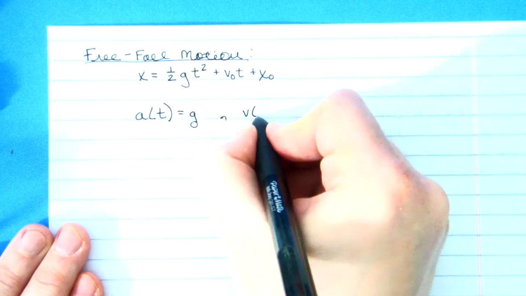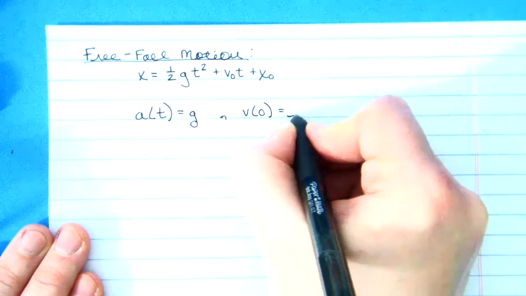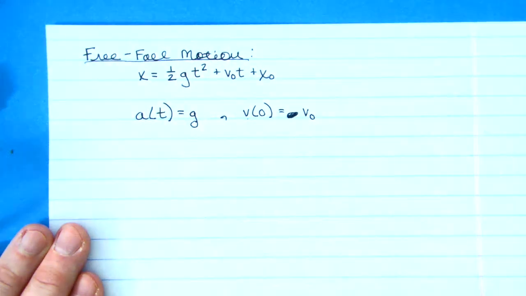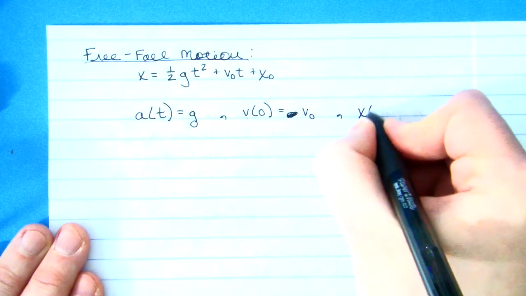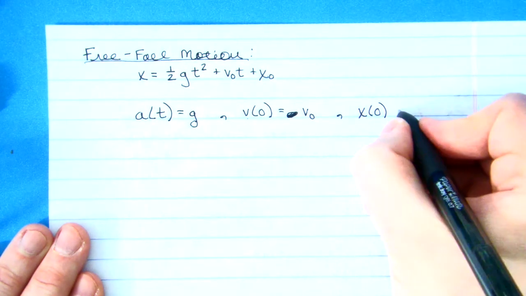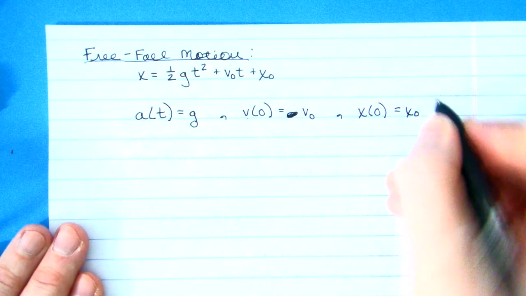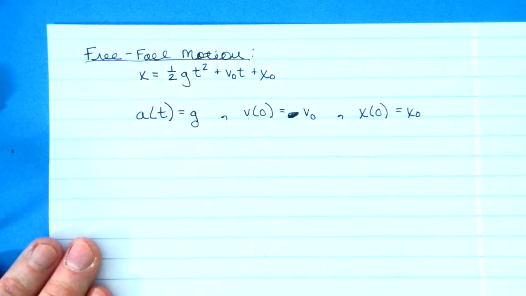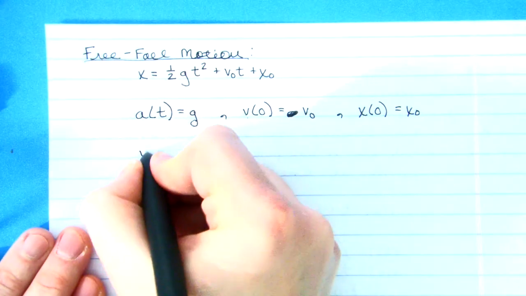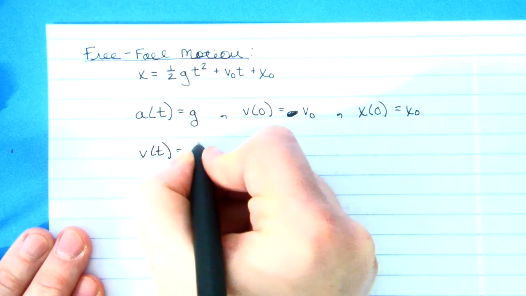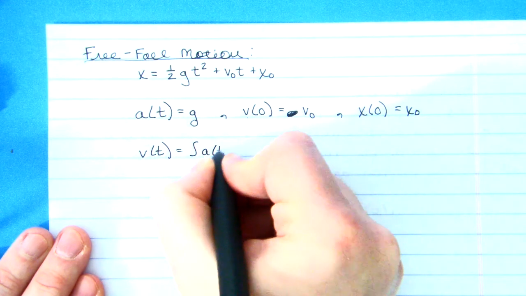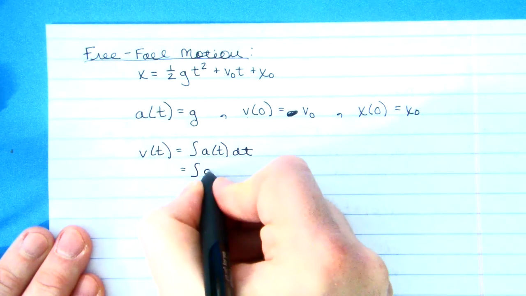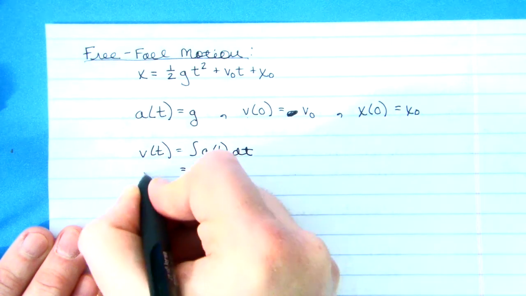I can say that my initial velocity is 0. Actually, no, it's not. My initial velocity, my velocity at time 0, is v naught. And I can also say that my initial position, I'm going to use x rather than s, same meaning, is going to be x naught. I can create this formula by doing some integration. My velocity is just going to be the integral of my acceleration. Okay, well, let's integrate the acceleration. Let's integrate that g dt.